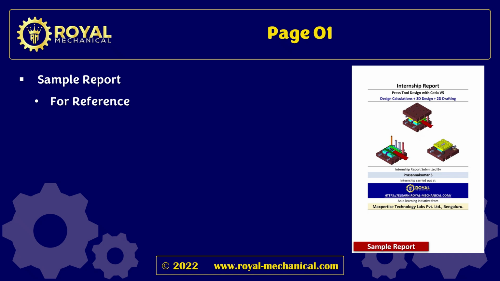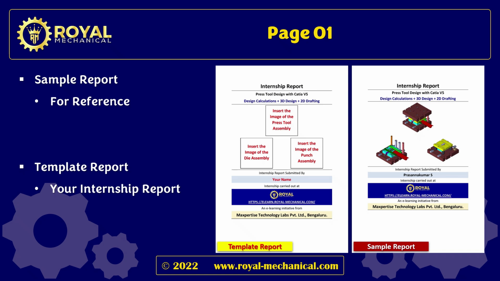Once you have the 3D and 2D of the press tool ready, the next step is to prepare the internship report. I am providing you with two documents. One is the sample report. The sample report is the report which you can refer to prepare your internship report. The other is the template report. You must update the template report with your assignment design calculations and images. The link to download both reports is available in the description box of this video.